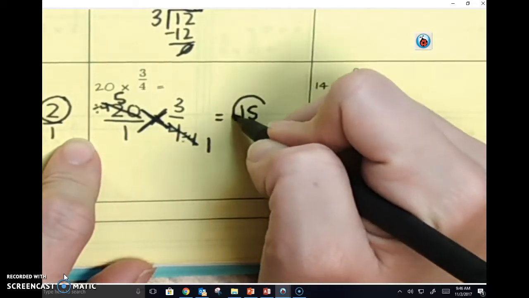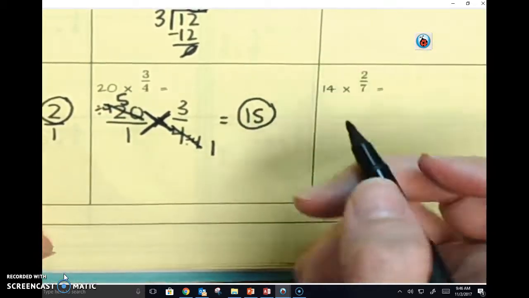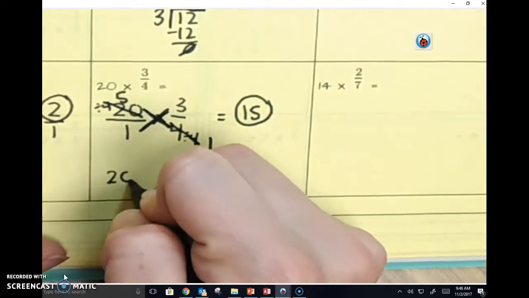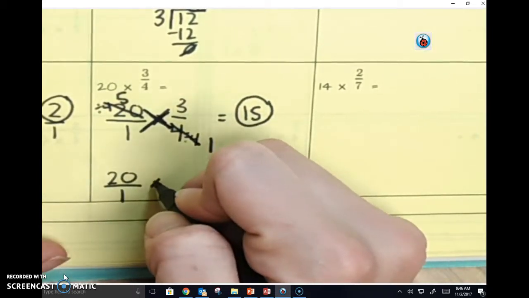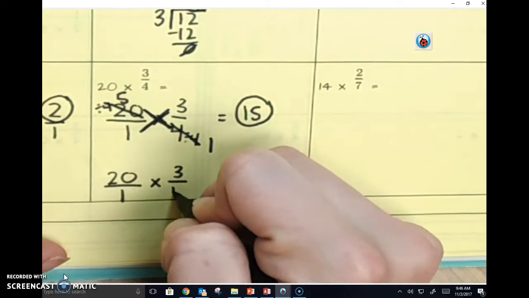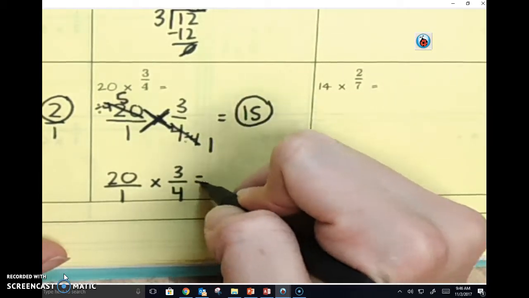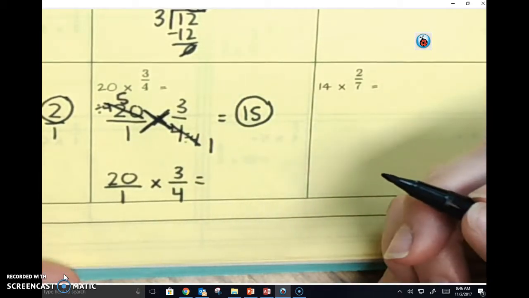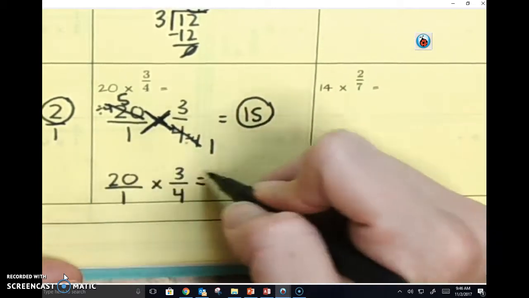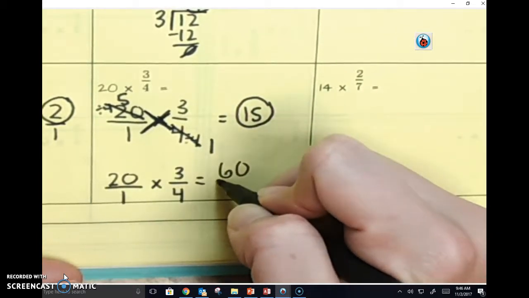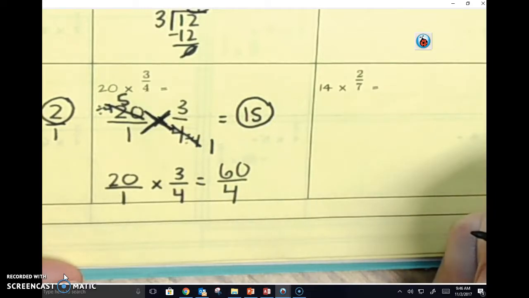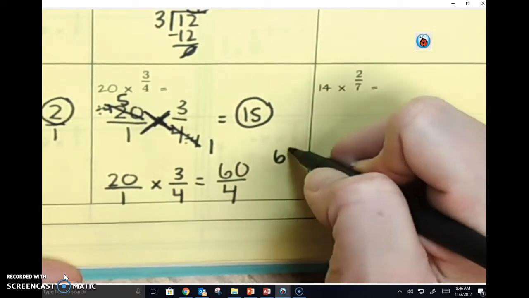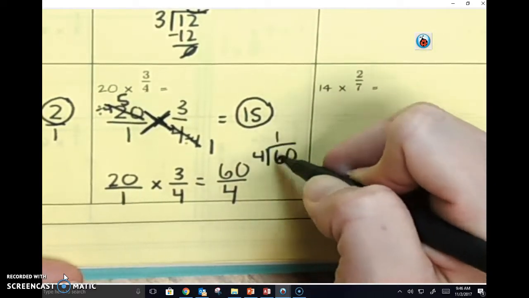That's so confusing. I'm going to go more in depth to it tomorrow, but those of you that are mathematically inclined, run with it because you probably understood that, right? Okay, so you get 60 over 4, right? And then you divide. So 60 divided by 4.